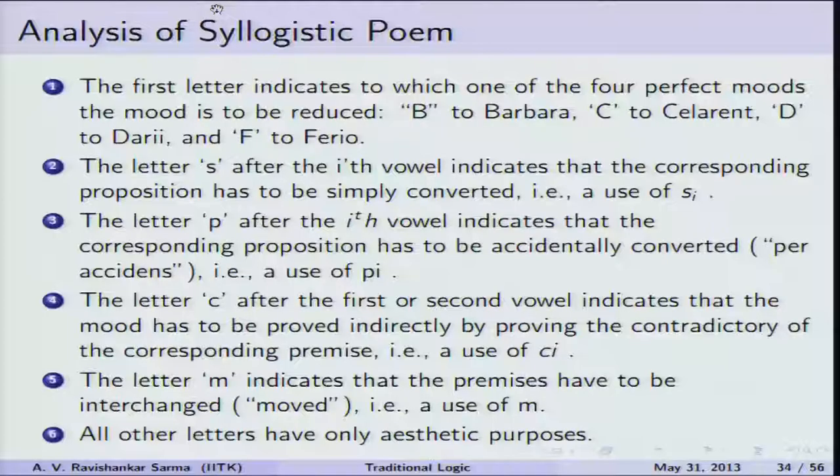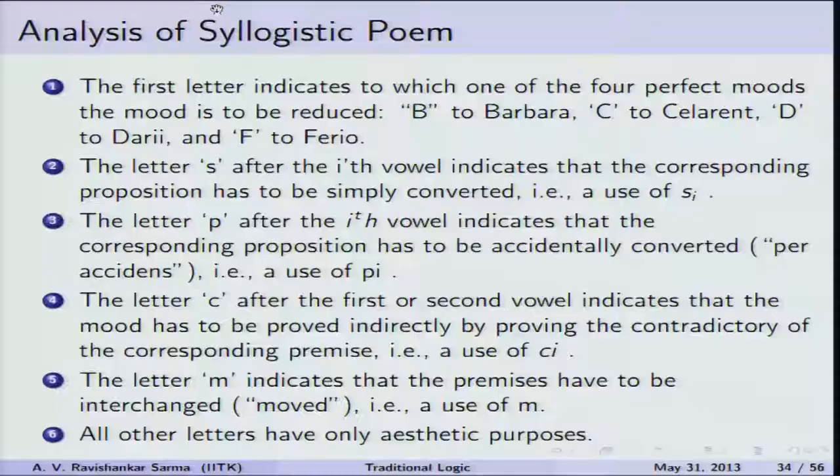Now if you find a letter P after a vowel, then the corresponding proposition has to be converted per accidens. We'll talk about this rule a little bit later. The P rule is this: for example, if you have all X is Y, you can change it to some Y is X. All cats are dogs means some dogs are cats. This is a little bit objectionable to us, but still Aristotle follows these things. From all X is Y, you can say that some Y is X. That is called the per accidens kind of rule.